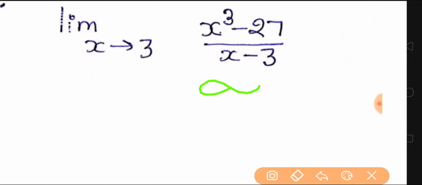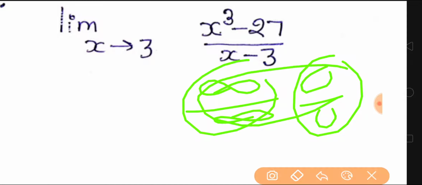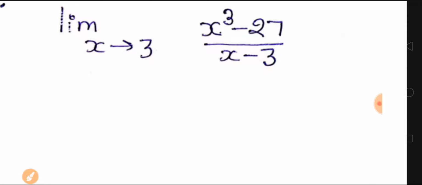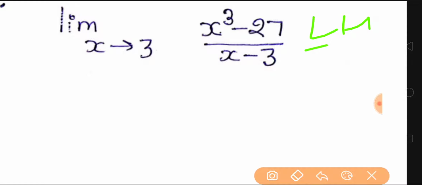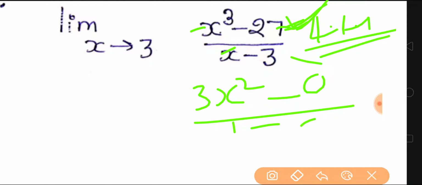You have to know that it is an indeterminate form, and if you find this type of indeterminate form, then you have to use L'Hopital's rule. First of all, I want to tell you what L'Hopital's rule is. L'Hopital's rule is that you have to differentiate the upper part of a fraction and the lower part of a fraction. So differentiate this function. The differentiation of x cube is 3x square, and the differentiation of 27 is 0, and the differentiation of x minus 3 is 1 minus 0. So now this is not an indeterminate form.